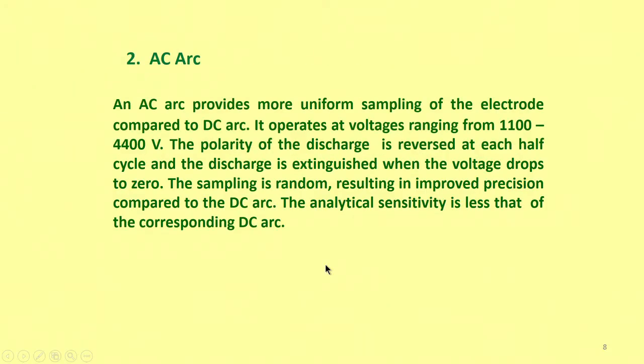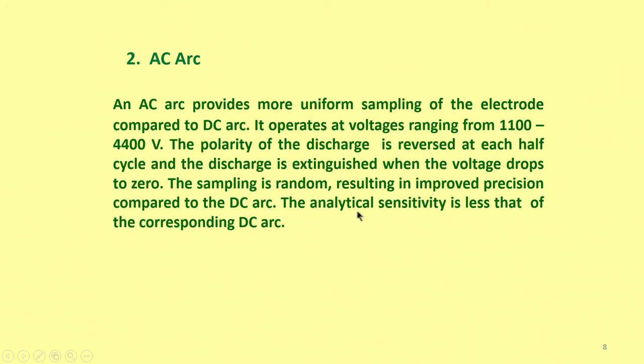Now, we talk about AC arc. AC arc provides a more uniform sampling of the electrode compared to DC arc. It operates at voltages ranging from 1100 volts to 4400 volts. The polarity of the discharge is reversed at each half cycle, and the discharge is extinguished when the voltage drops to 0. So, the sampling is random, which results in improved precision compared to the DC arc.